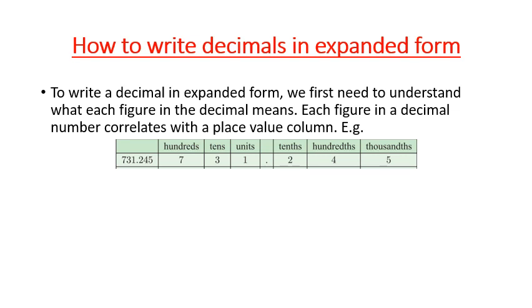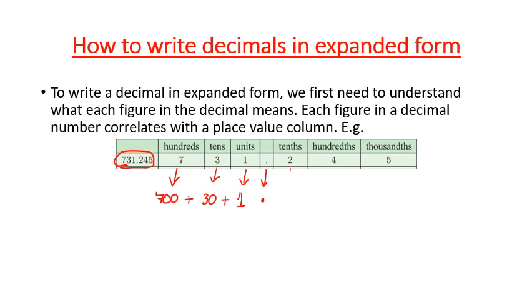So as an example here we have a number 731.245. Now if we're going to write this in expanded form, the 7 actually represents 700. The 3 in the tens column actually represents 3 tens, or 30. And the 1 represents just 1 unit, so just a single digit, I should say. The decimal just comes down, and that's just simply a decimal point.